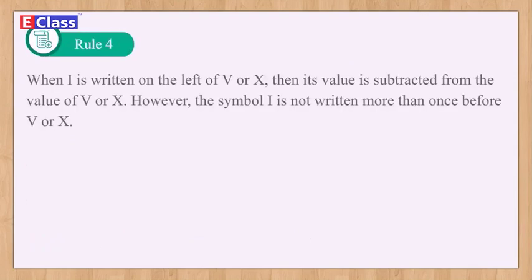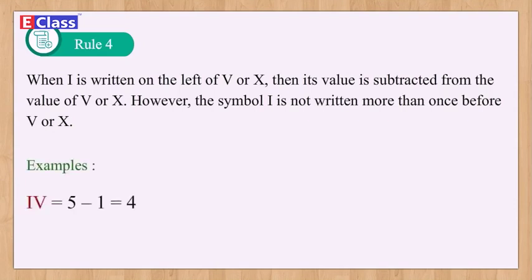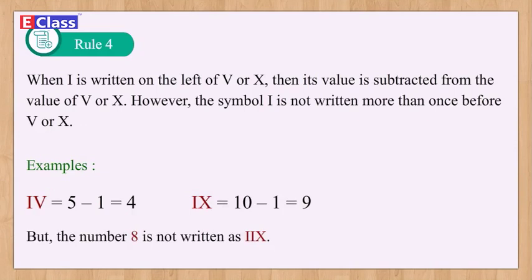Rule 4. When I is written on the left of V or X, then its value is subtracted from the value of V or X. However, the symbol I is not written more than once before V or X. Examples, IV is equal to 5 minus 1 is equal to 4. IX is equal to 10 minus 1 is equal to 9. But the number 8 is not written as IIX.